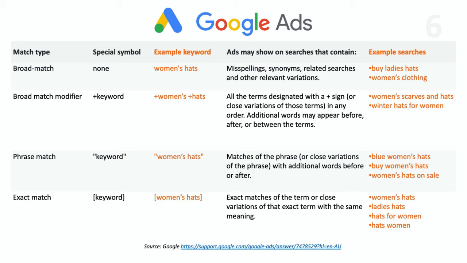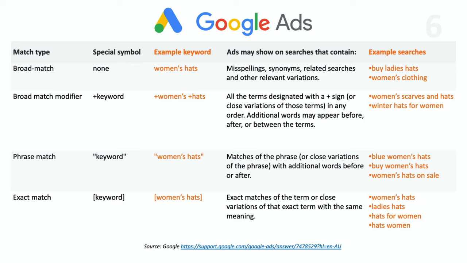The next one down is called a broad match modifier. I prefer to call this a positive keyword because it's got a plus sign in front of it. Makes it a bit easy to remember. And the idea behind these is that you must have those words with pluses in front of them, but they can be used in any combination.